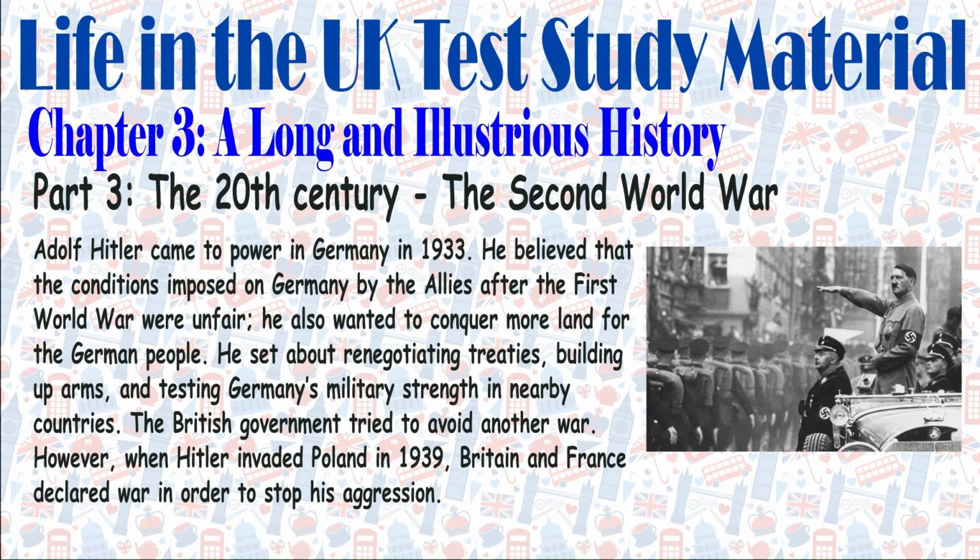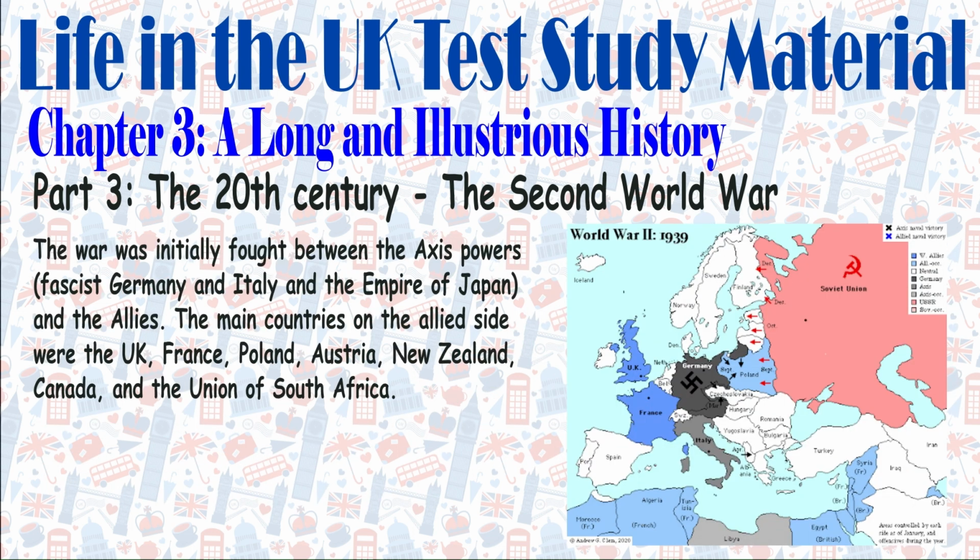However, when Hitler invaded Poland in 1939, Britain and France declared war in order to stop his aggression. The war was initially fought between the Axis powers, Fascist Germany and Italy, and the Empire of Japan, and the Allies. The main countries on the Allied side were the UK, France, Poland, Austria, New Zealand, Canada, and the Union of South Africa.